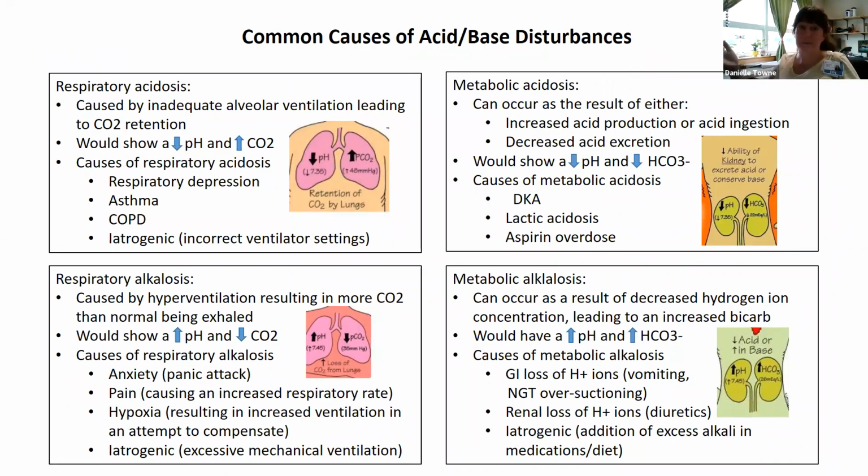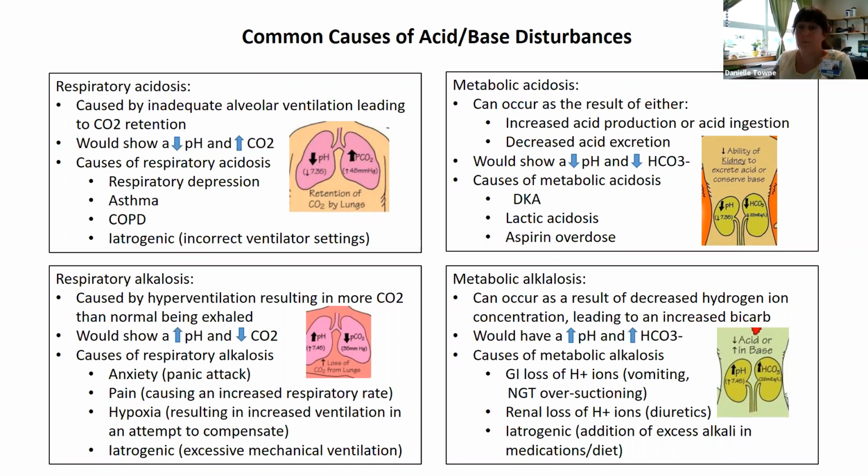All right, so for respiratory acidosis, this is where I think of our narcotic overdoses, right? They stop breathing, the CO2 starts to build, and they become acidotic because it's inadequate ventilation leading to CO2 retention. So respiratory depression. Asthma, you're not able to actually move air, so the CO2 is not able to get out and it starts to build. COPD, same thing. And then iatrogenic.